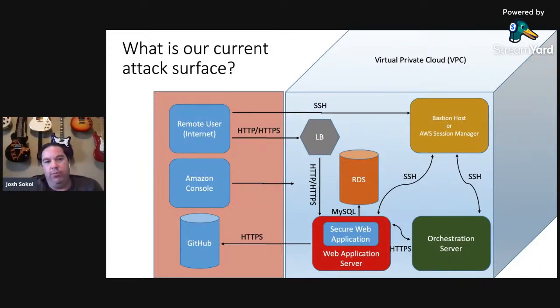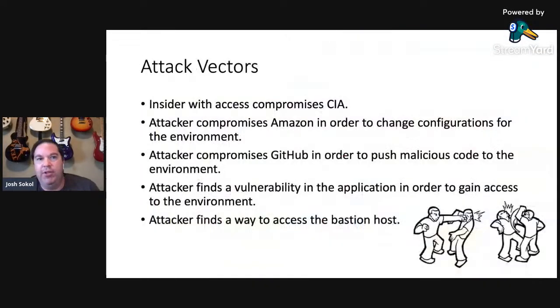Our remote user can communicate with that via HTTP or HTTPS. And then we have that Bastion host, or AWS Session Manager, which the remote user could connect to via SSH. So what are our attack vectors at this point?